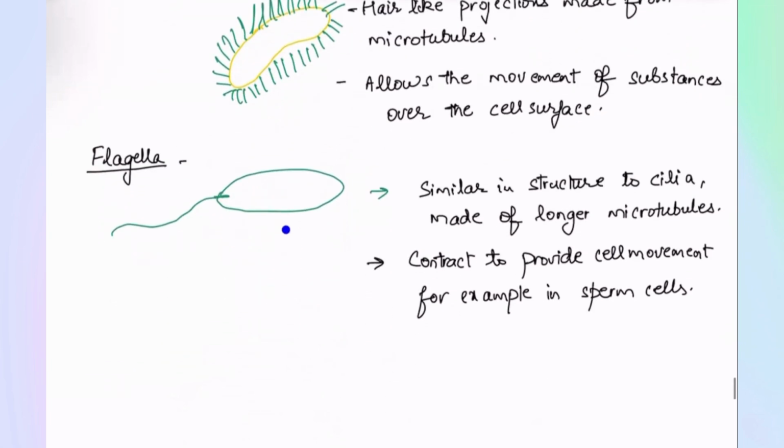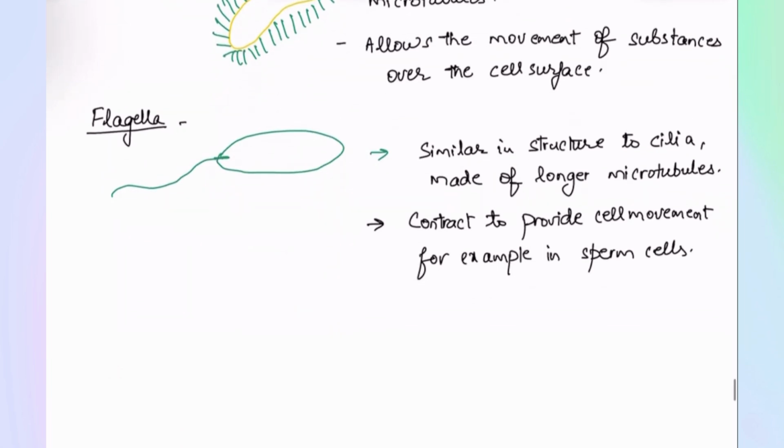Flagella, as mentioned above, are similar in structure to cilia. They are made of longer microtubules. A prokaryotic cell may have two flagella also, and then these organisms are called dinoflagellates. Although most eukaryotic cells do not have flagella, there is one exception, sperm cells. They have flagella, which help them to swim during fertilization. Flagella also contract to provide cell movement, for example, in sperm cells.